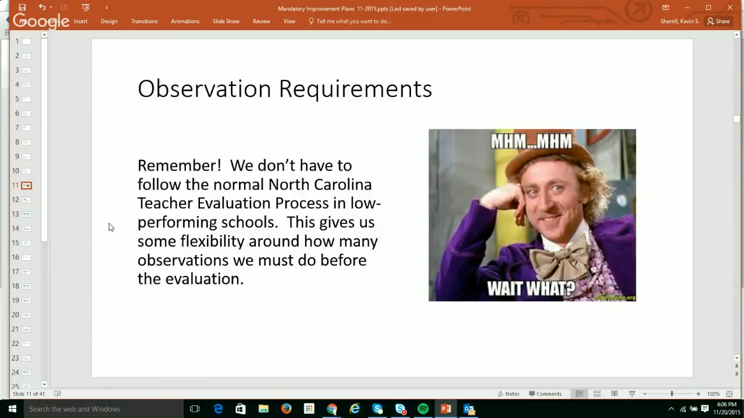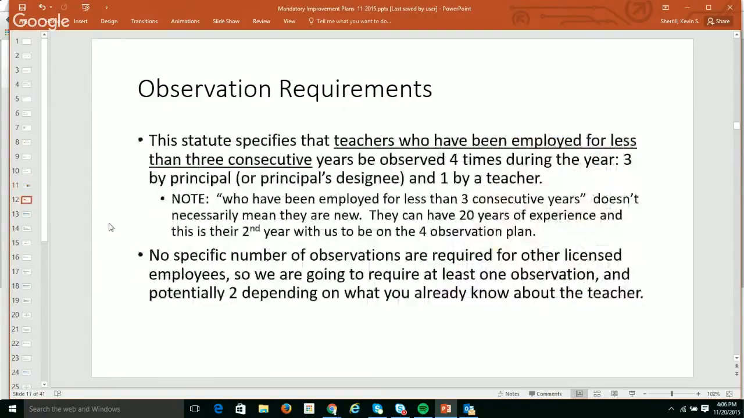So we have created our observation requirements that I'm going to share with you in just a second. First, though, so that you can understand why we created the observation requirements that we did, I'm going to share with you what the statute says. The only place where it's really specific about observations is that it says teachers who have been employed for less than 3 consecutive years must be observed 4 times during the year. So 3 by the principal or principal's designee and 1 by a teacher.